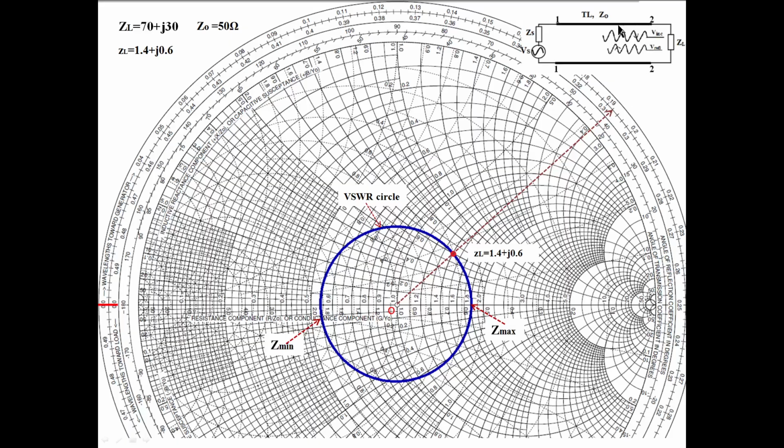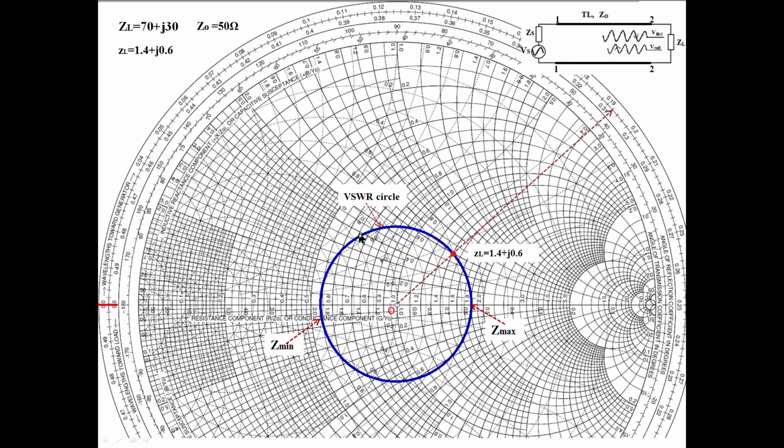If you move like this, starting from here, you complete one circle and come back to the same point here. That is nothing but moving a distance of lambda by 2 from here. Let us go on increasing like this. Starting from the load, which may be anywhere, move in the clockwise direction, so the distance increases.